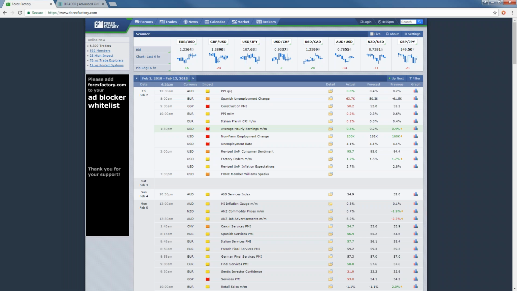Now, looking at all this information, the details were better than the forecast, better than expected, which means the US dollar... What do you think happened to the US dollar if we have a good report? Right, it rises up.